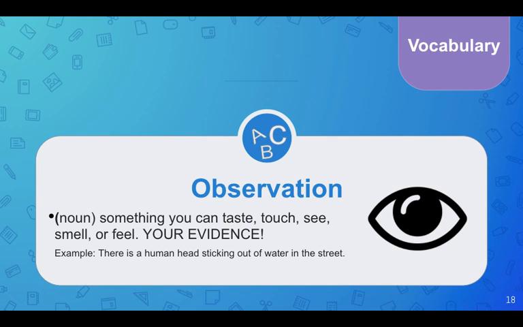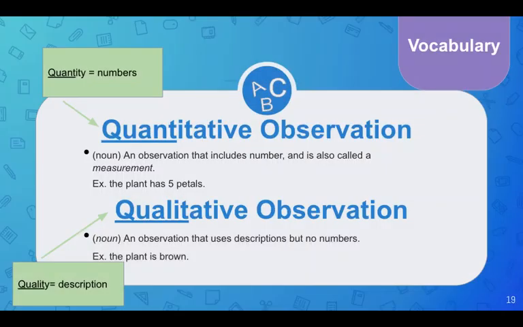We're not talking about the gender of the person. We're not talking about why the person is in the water. We are just talking about what we see. There are two types of observations, and we will talk about both in science: quantitative observations and qualitative observations.